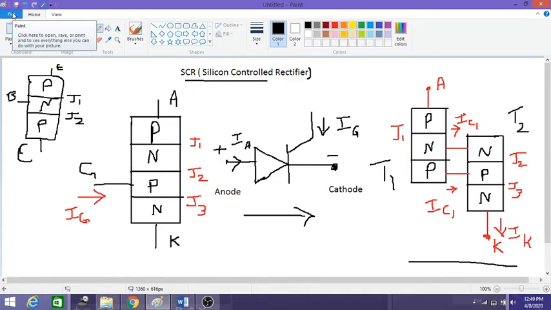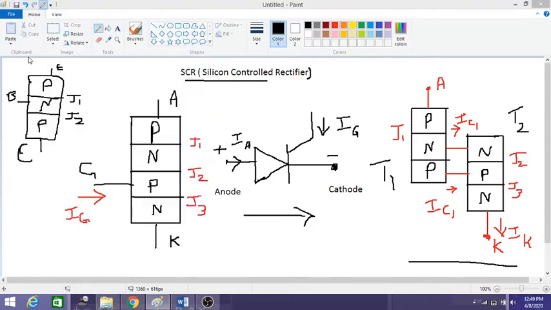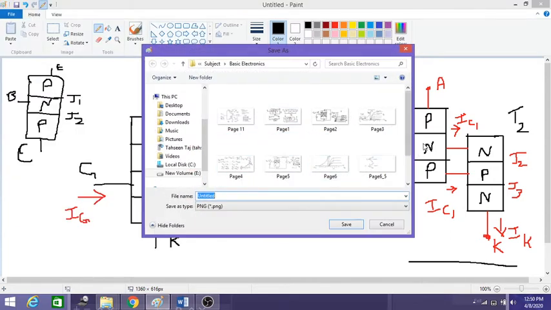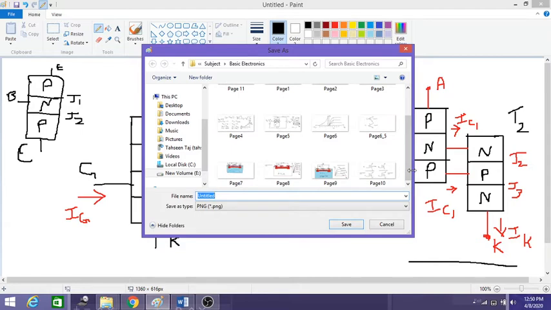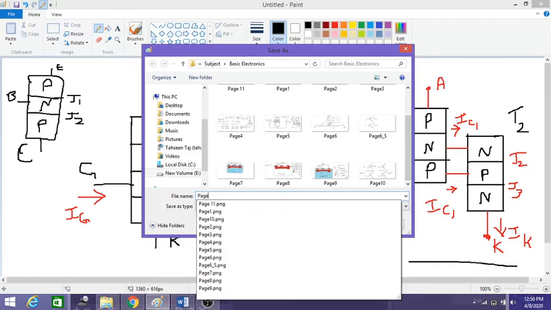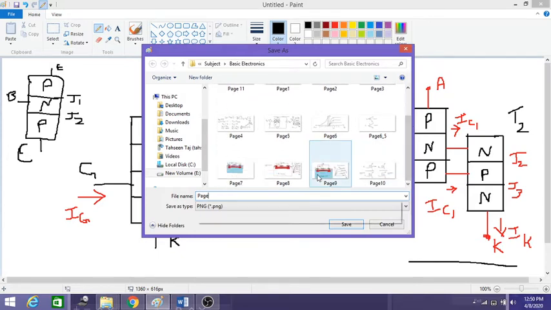So let me save this graph. So let me call this page 12.